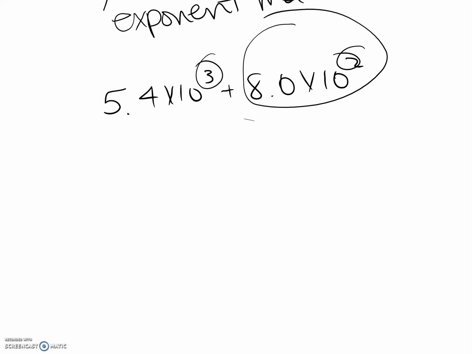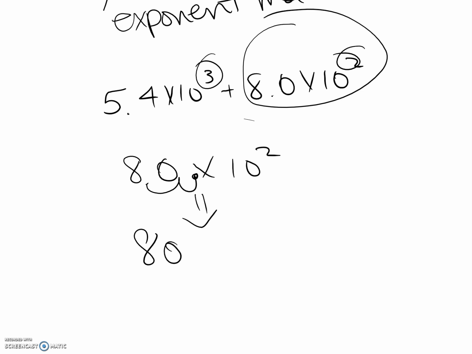So if we wanted to make this times 10 to the 3rd, first I would take it out of scientific notation. So 8.0 times 10 to the 2nd means that I move my decimal to the right twice. So my new number would be 800. Now to get it to this exponent here, you would have to move it to the left 3 times.